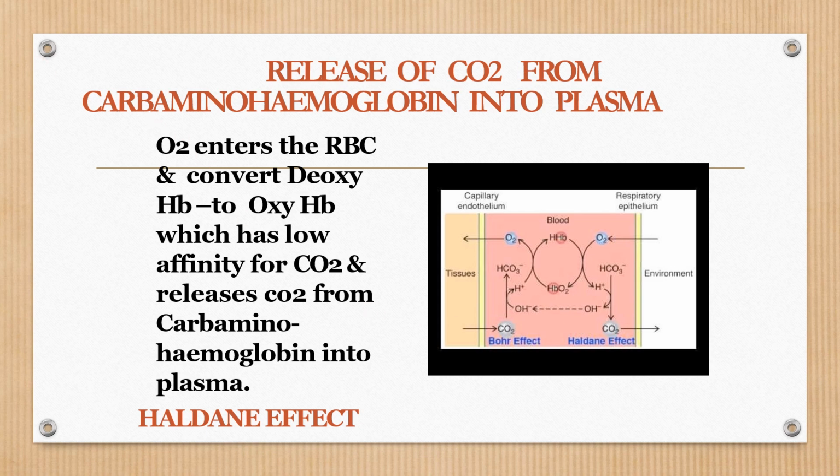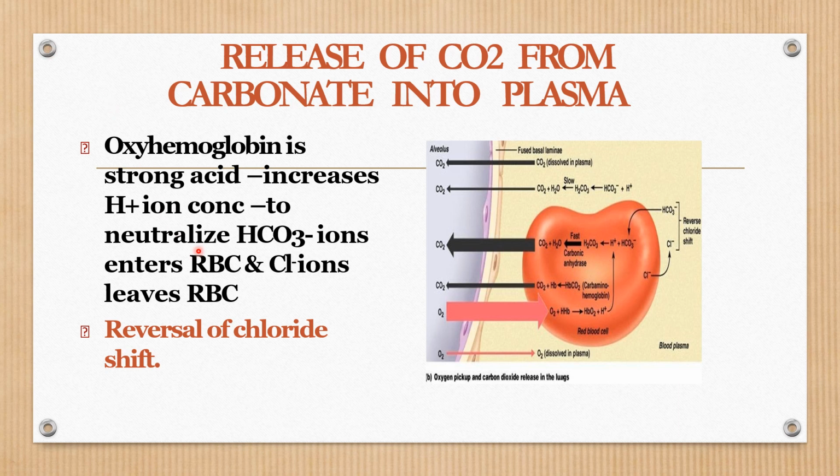And the next form is dissolved. The bicarbonate form we have already seen, that is the reversal of chloride shift, the same thing which I have explained in the previous slide. Oxygen enters into the RBC and combines with hemoglobin to form HbO2. This H plus will increase the acidity in the RBC, which causes HCO3 to move inside, so CO2 is exhaled outside into the alveoli, and chloride ions from the RBC will move out into the plasma, causing reversal chloride shift.